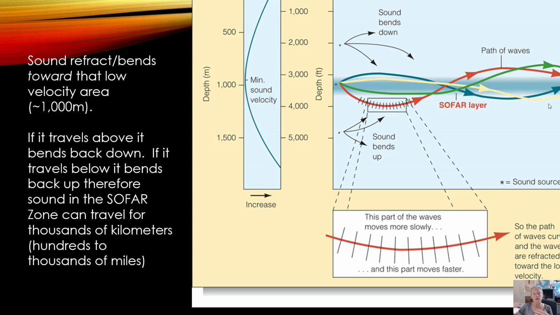It bounces from the top of the SOFAR zone to the bottom and back up. It sort of bends and refracts the sound waves that are moving through it, partially because of the difference in density. Now, what's so important about that? What it means is that at this particular depth in the ocean, where sound is moving as slow as it can, it can move very, very far. It can move thousands of miles.